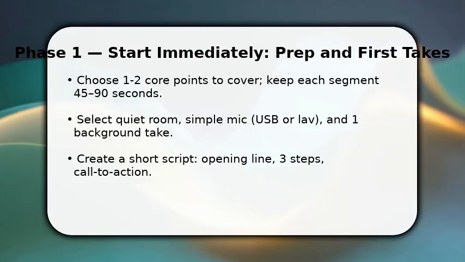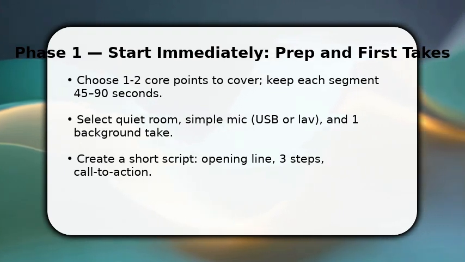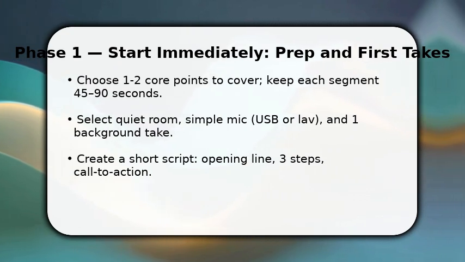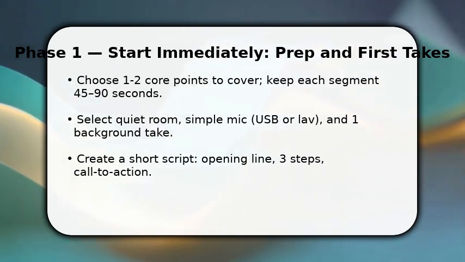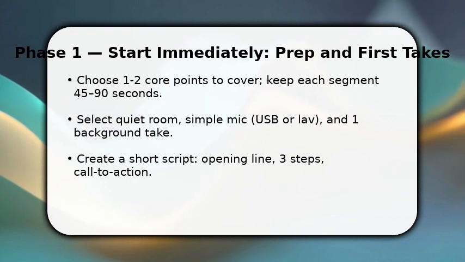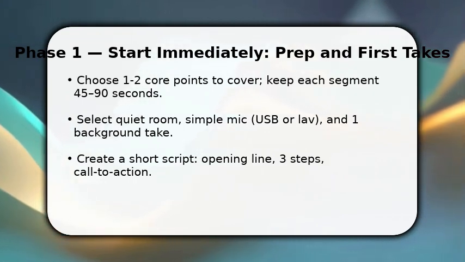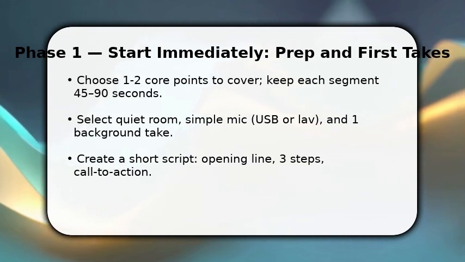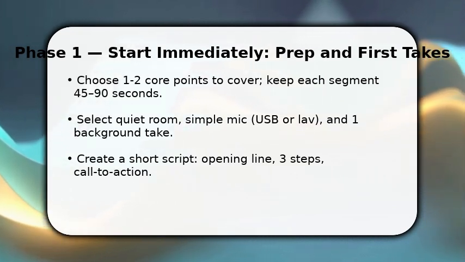You start by locking the core idea. Pick 1-2 points and stop rewriting. Record one clear opening line, then a short script that maps 3 steps. Use a USB mic or lav for consistent levels. Position it 6-12 inches from your mouth. Once done, run a 10-20 second test take to verify tone and room noise.